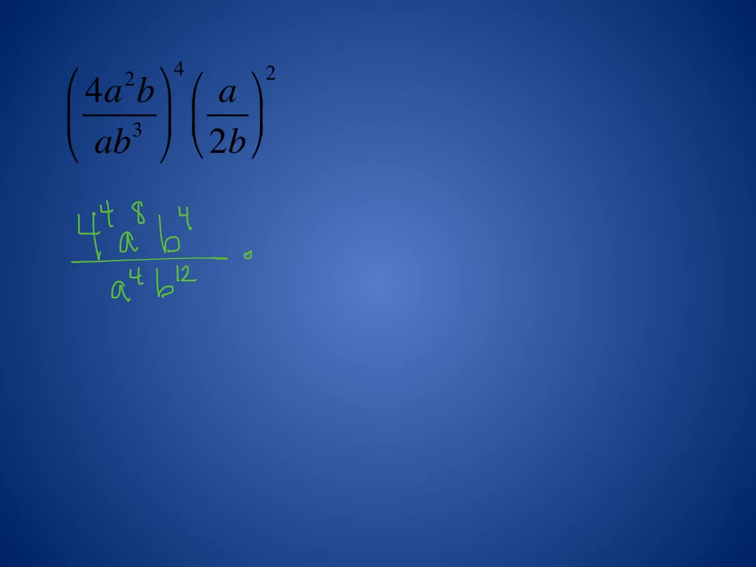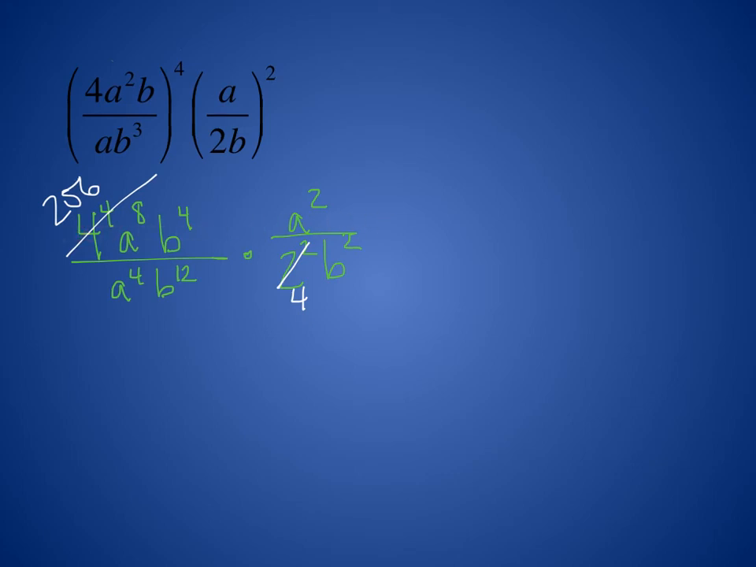Times, I do the same thing on the second one. I distribute the 2, so I get a squared, 2 squared, b squared. Now in this case, 4 to the 4th, I'm going to go ahead and cross through that. 4 to the 4th is going to be 256. So I'm going to scratch that out, do 256. 2 squared is going to be 4. So I'm going to go ahead and combine the numerator. So I'm going to multiply straight across.